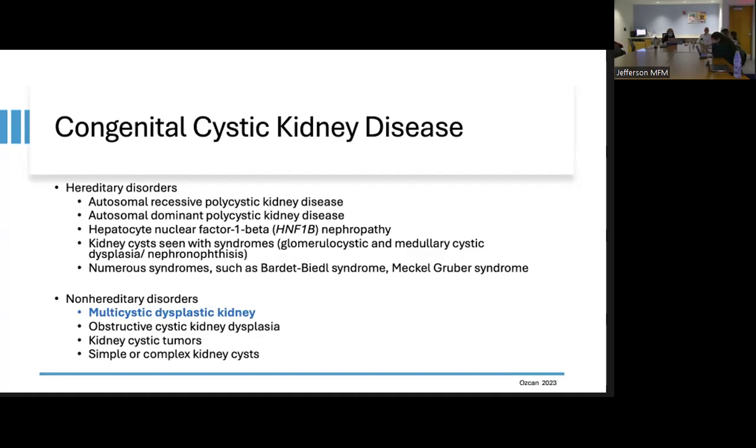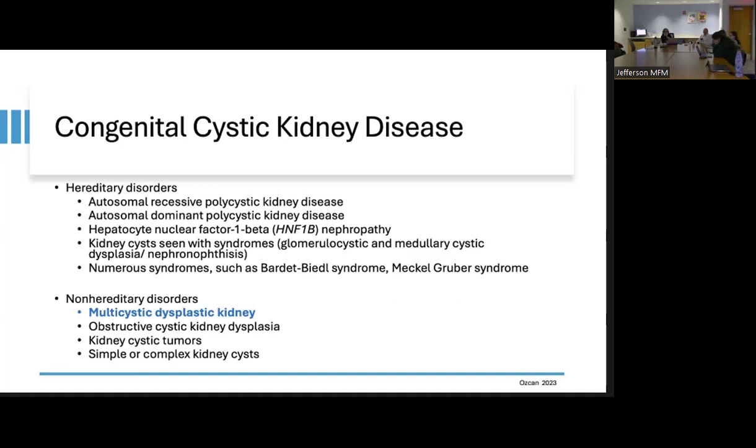Toward the end of the presentation, we're going to go over these briefly just to nail down our differential. And when we're talking about non-hereditary causes of cystic kidney disease, multicystic dysplastic kidney is at the top of the list, and that's what we're going to be reviewing today. Then there's obstructive cystic kidney dysplasia, kidney cystic tumors, and then you can have simple or complex kidney cysts.